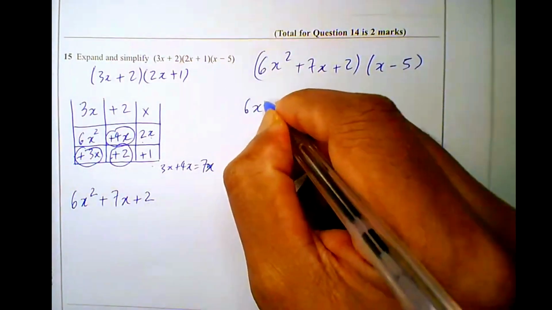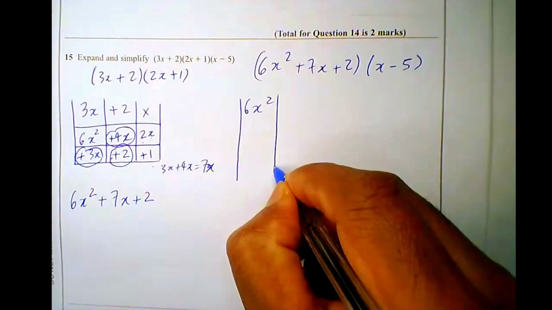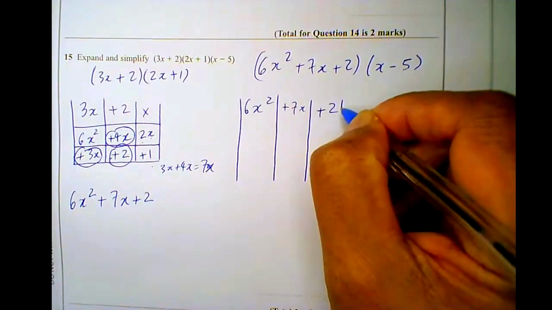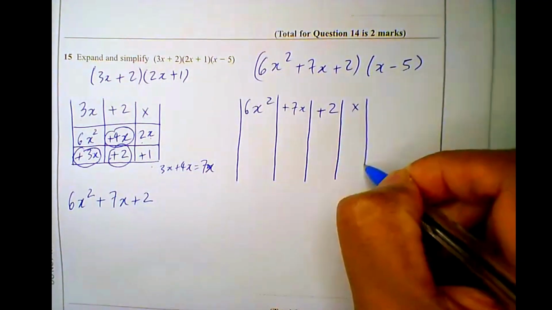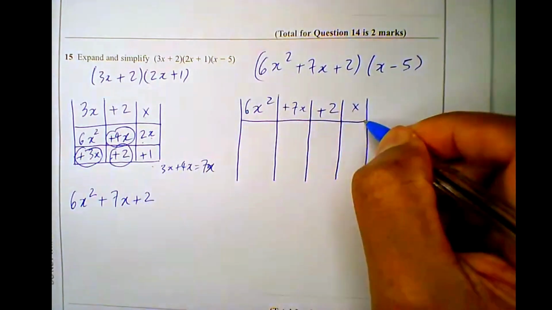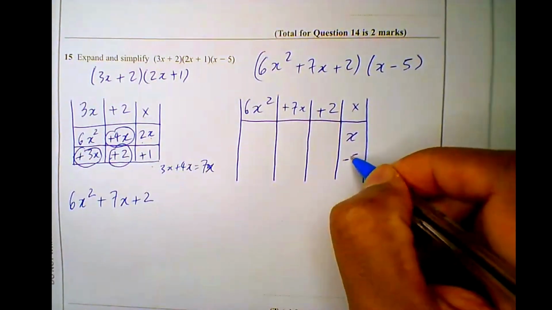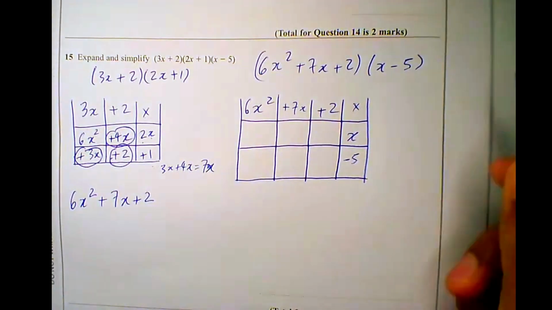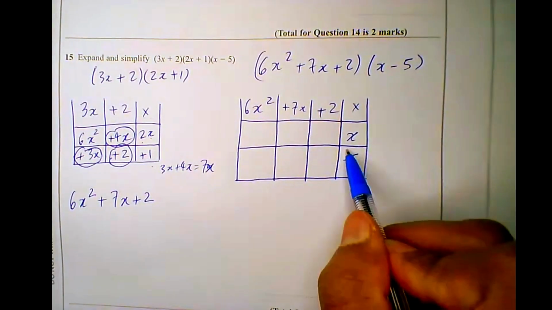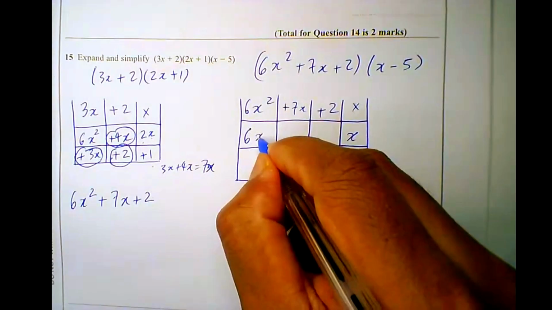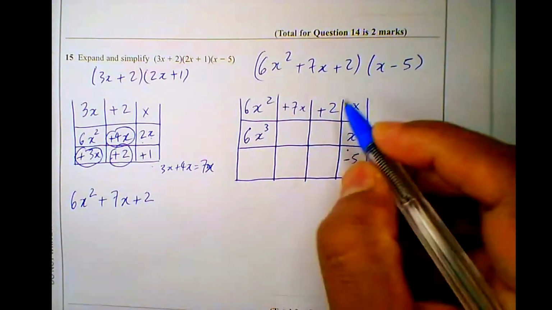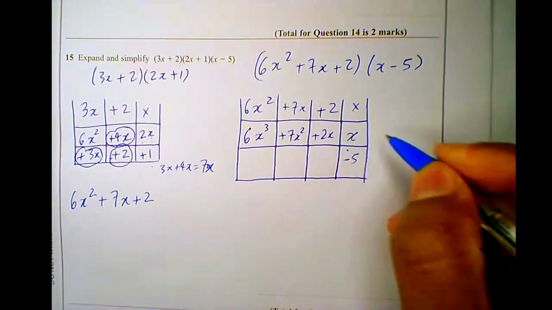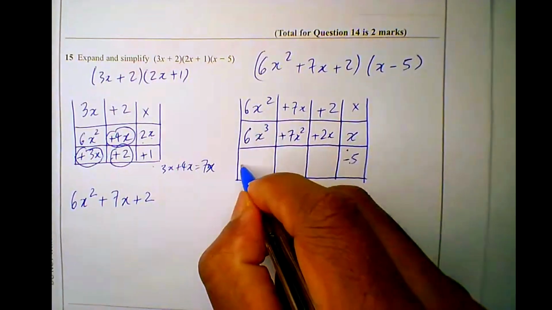And now I draw my grid, 6x squared plus 7x plus 2 multiplied by x, take away 5. And the rest is quite straightforward, hopefully. This is our 7th question, so hopefully you're going to get faster and better at this. 6x cubed, x times x is x squared, so 7x squared. x times 2 is 2x. Got negative and a positive gives me a negative.